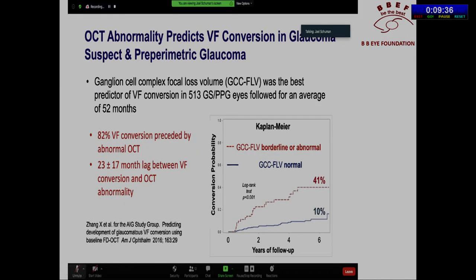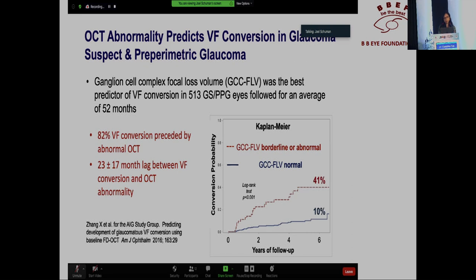Okay. So this is basically a screenshot of Dr. Joel Schuman's slide at the GSI webinar in 2020, where he said that OCT abnormality predicts visual function conversion in glaucoma suspect and preperimetric glaucoma. Ganglion cell complex focal loss volume was the best predictor of visual field conversion in 513 GSPG eyes followed for an average of 52 months, in which 82% of visual field conversions were preceded by abnormal OCT, with a 23 plus or minus 17 month lag between visual field conversion and OCT abnormality.